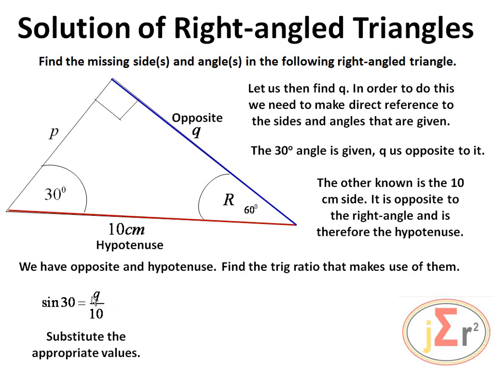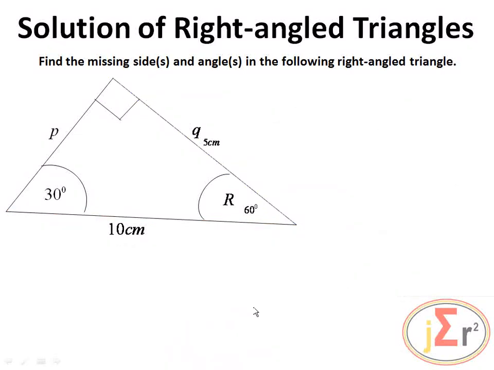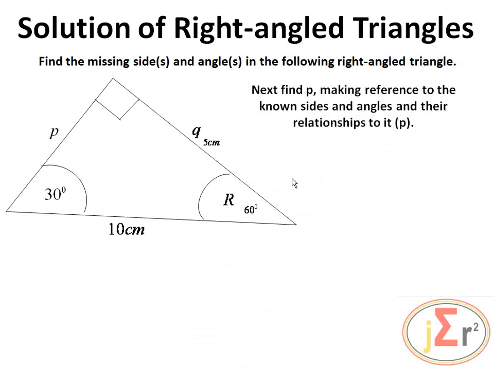So we need to find Q. We have Q divided by 10. In order to find Q, we need to transpose this 10 to the other side. So by transposition, we have 10 sine 30 is equal to Q. If we reverse that, Q is equal to 10 sine 30, and sine 30 is equal to 0.5. So Q is equal to 10 times 0.5, which is 5 centimeters. The value of sine 30 is known to be 0.5. You can determine that by looking at mathematical tables, or you may use the more up-to-date standard, a scientific calculator.